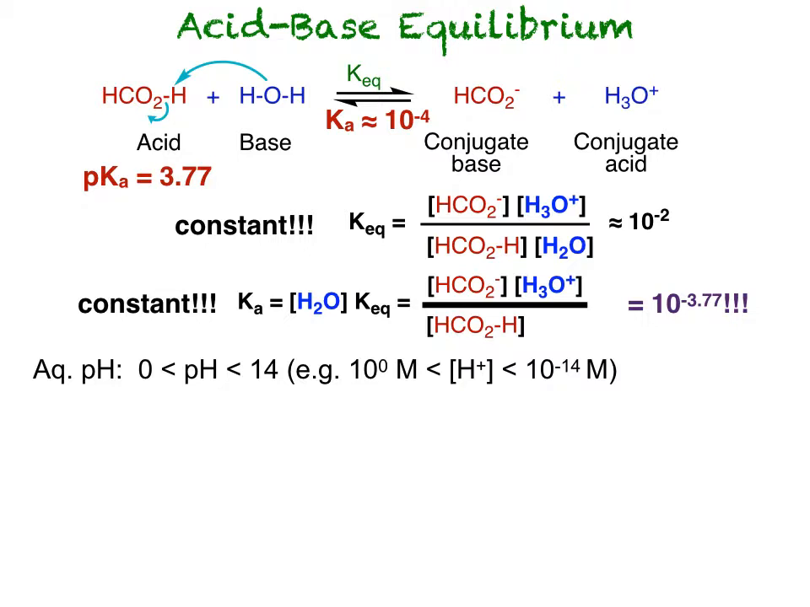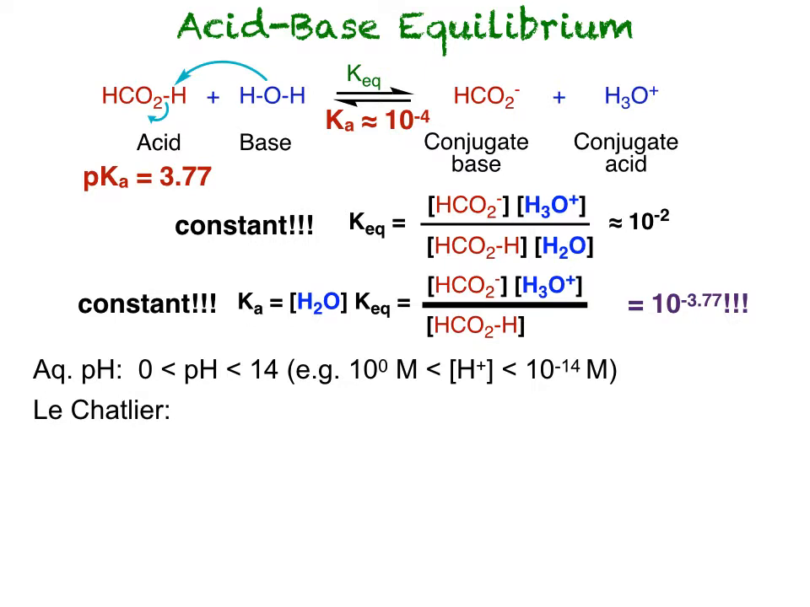So in aqueous solution, the pH ranges from 0 on the low side, which is very high acidity, to 14 on the side where we have very weak acidity. And recall that those mean that the H plus concentration is between 10 to the 0 molar, which is 1 molar, or 10 to the minus 14 molar for those two numbers. So the pH and the H plus, you should be able to go back and forth between these two.